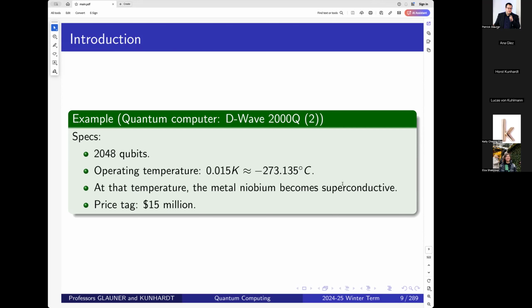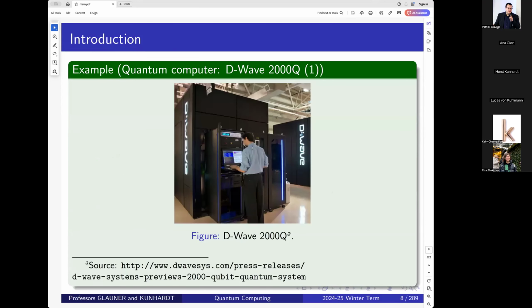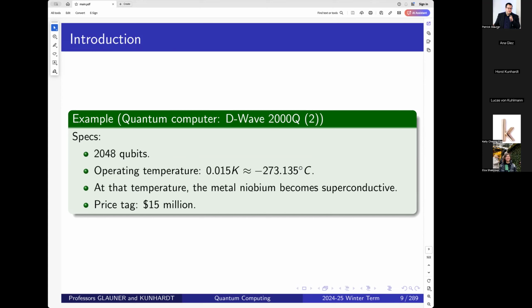And in fact, the D-Wave 2000Q, it's a huge box here, but most of it is just for cooling. The actual chip is just a small piece inside. Because that chip is made of niobium, it's a metal, and if you cool it down to 0.015 Kelvin, so 15 millikelvin, which is close to absolute zero, so minus 273 point something Celsius, then niobium becomes superconductive. If you want to buy a D-Wave 2000Q, you need to spend $15 million upfront, plus probably at least $1 million more per year for the cooling.